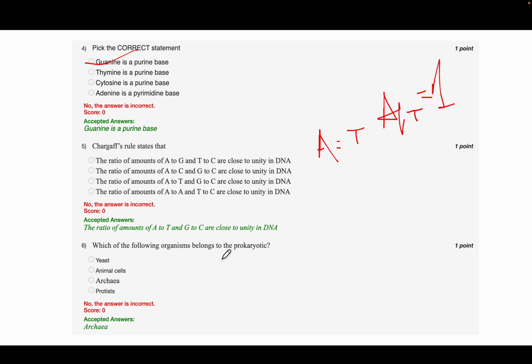Which of the following organisms belong to prokaryotes? Yeast, animal cells, archaea, and protozoa. This is very easy. Archaea. Okay. And in the previous question, what was the answer? The ratio of amounts of A to T and G to C are close to unity.